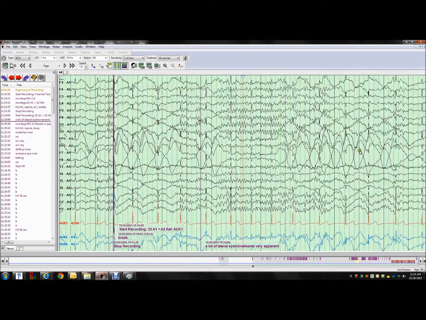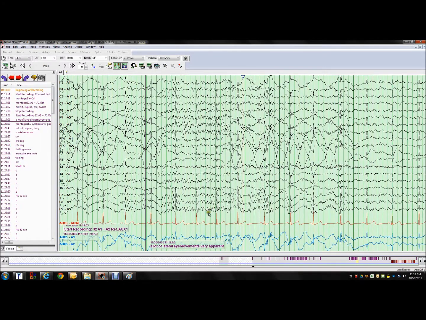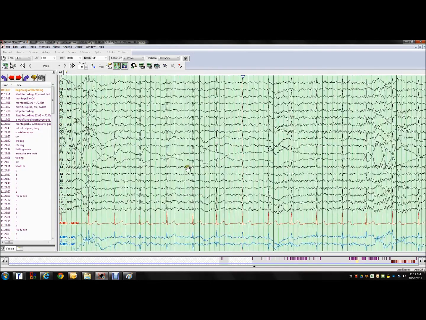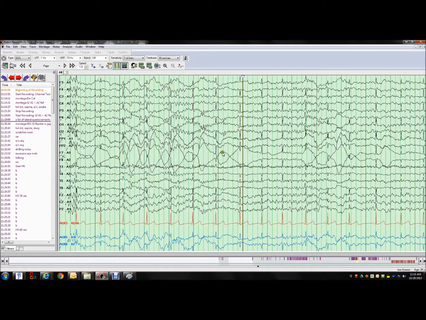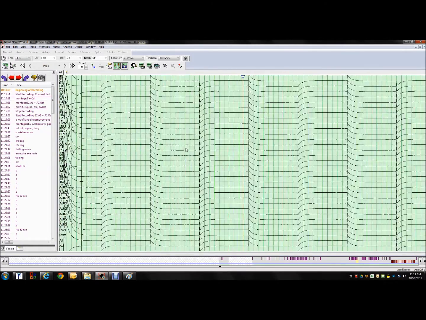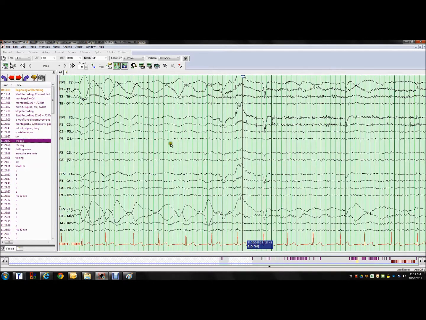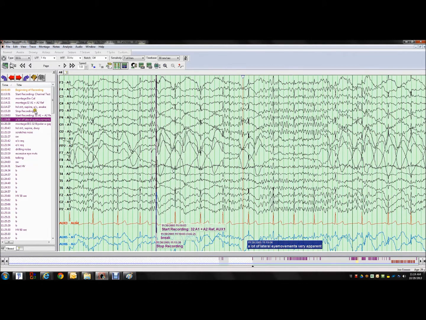All right. Here, a tech made a note of a lot of lateral eye movements, very apparent. Okay. So this montage actually isn't helping us all that much. If we wanted to actually just quickly see if they did an eye opening, eye closing, they didn't. They didn't do a true eye opening, eye closure test during A1, A2, but that's okay.